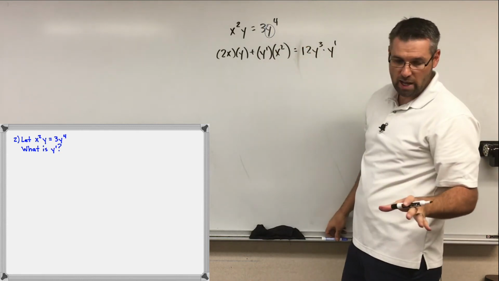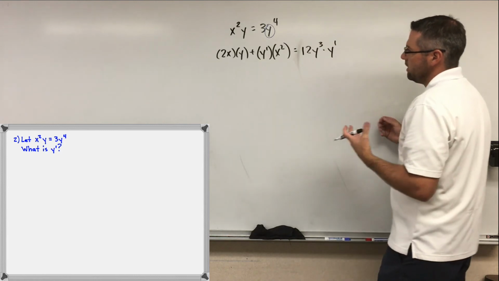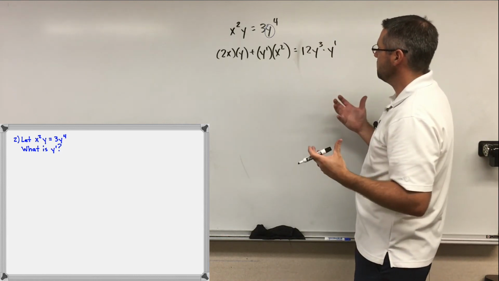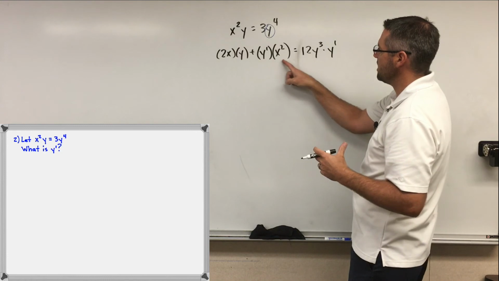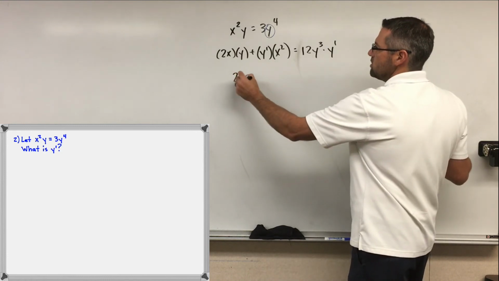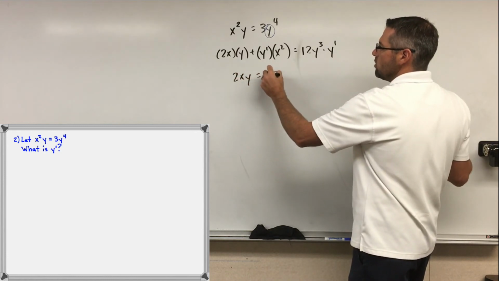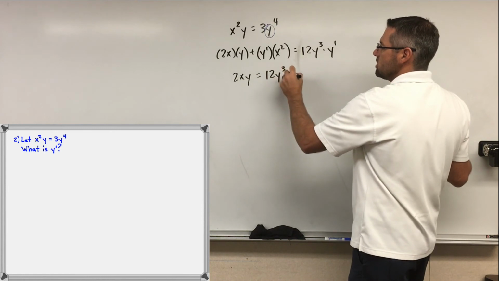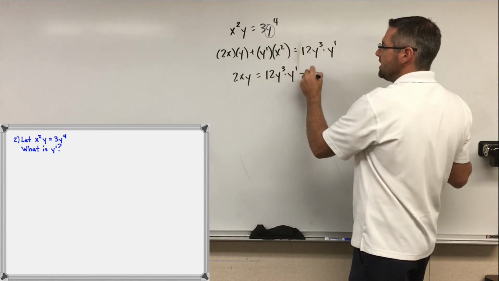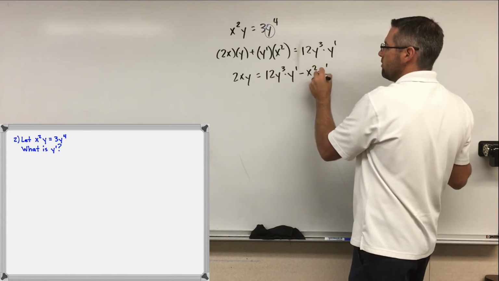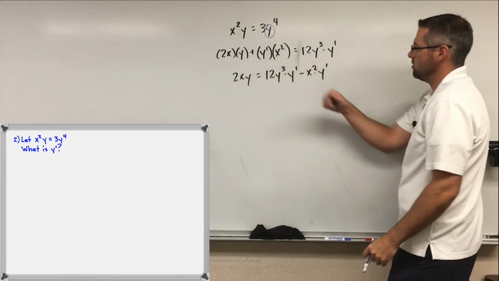Now we're looking for y prime, so we want to isolate it. What's the most efficient way? Well, probably to move this guy over here. So we end up with 2xy equals 12y cubed times y prime minus x squared y prime. I just subtracted that and flipped those over.